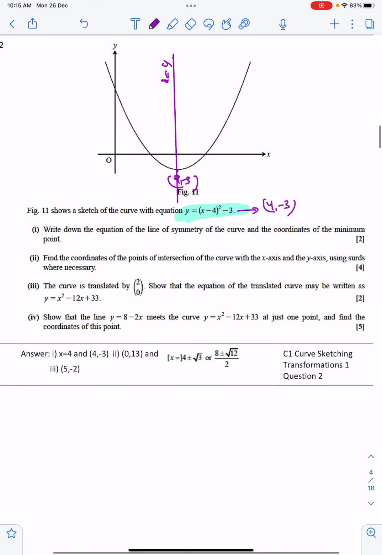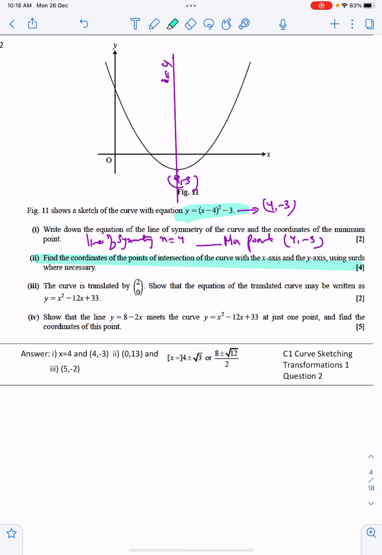So in the first part, they are asking for the equation of the line of symmetry and the coordinates of the minimum point. Okay, the line of symmetry is x equals 4, and the minimum point is (4, negative 3). Second, find the coordinates of the point of intersection of the curve with the x-axis and the y-axis using surds where necessary. Okay, you have to find the point of intersection of the curve with the x and the y-axis.